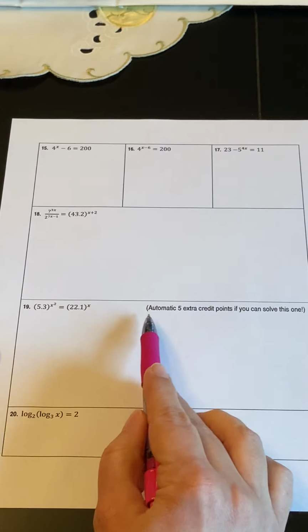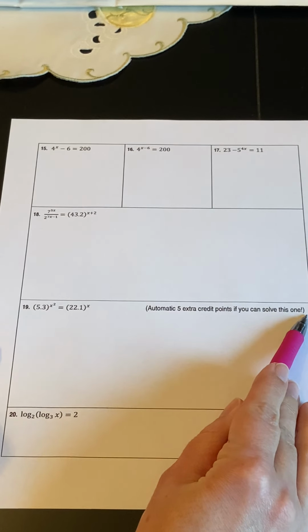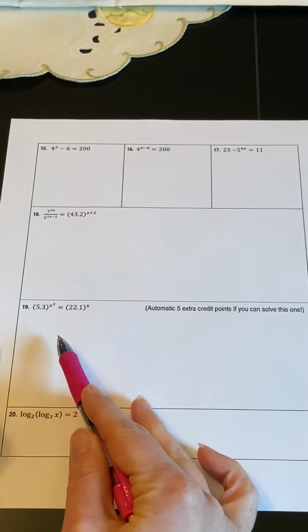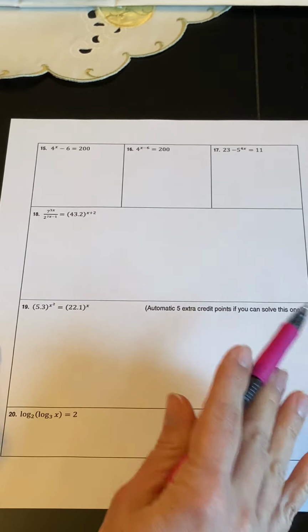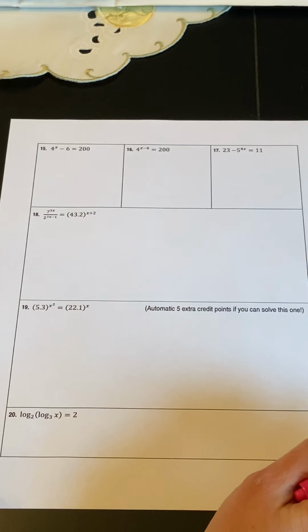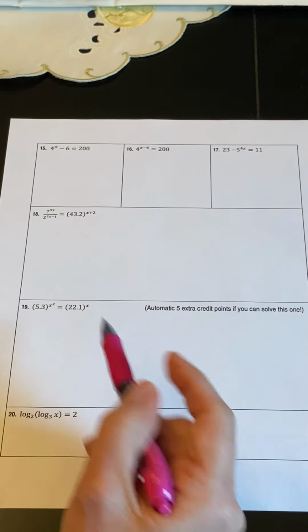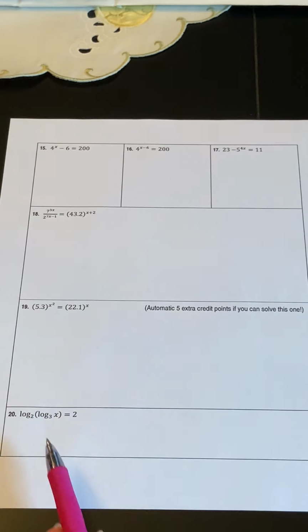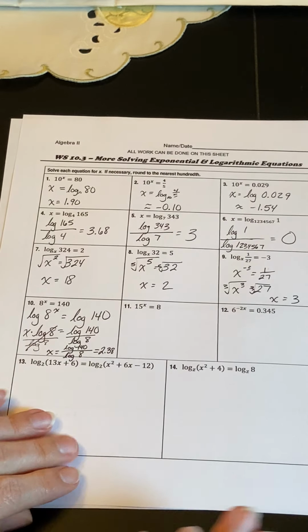Number 19, don't worry about this one, but you get an automatic 5 extra credit points if you can solve it. If you can solve it, great. I'll show you how to solve it next time we get together. This is something that I would offer people during class, that way I know that you're not getting extra help on that one. So you can go ahead and try it if you want. We'll go over it. But you've got 10 questions then to try for me.